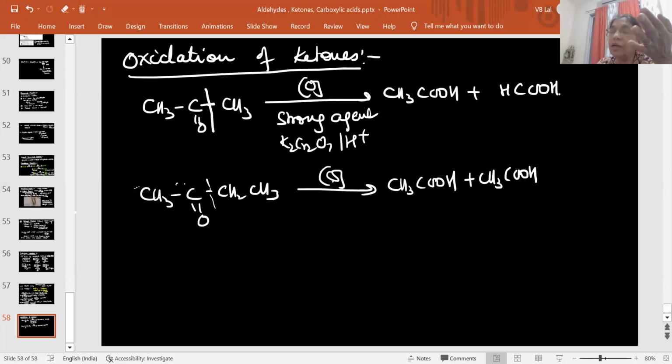So you will get CH3COOH plus CH3COOH. So ketones are very difficult to oxidize, and for oxidation they need a strong oxidizing agent. And if you get an acid, the acid will have a lesser number of carbon atoms than the ketone. Here there were 3 carbon atoms, here there are 2. Here there are 4 carbon atoms, you got 2 plus 2. Okay, so the number of carbon atoms is reduced. So that is about oxidation of aldehydes and ketones.